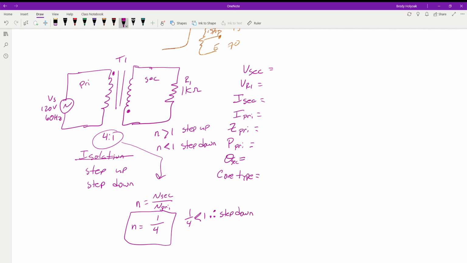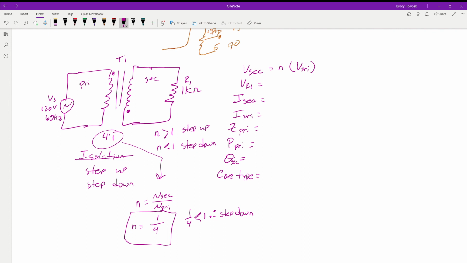So what this means is for every 4 volts that we have on the primary side, we're going to get 1 volt out on the secondary side. So we can apply that ratio. If we have 120 volts and it's being stepped down 4 times, our V secondary is equal to the turns ratio times our V primary.